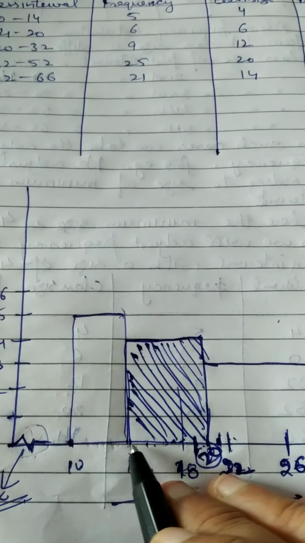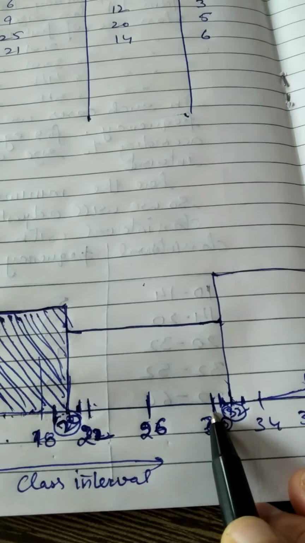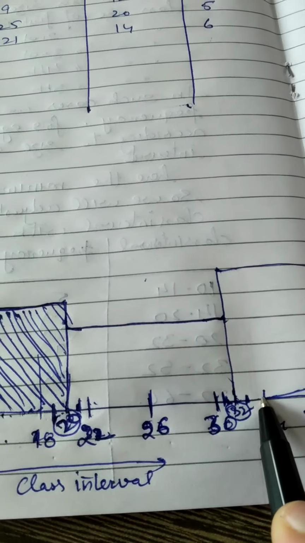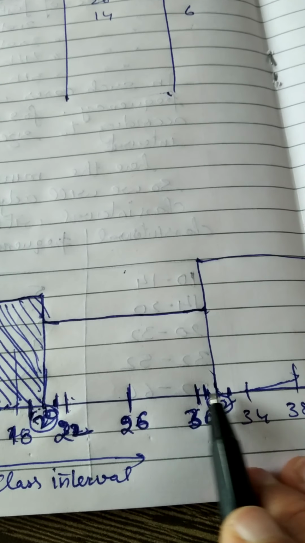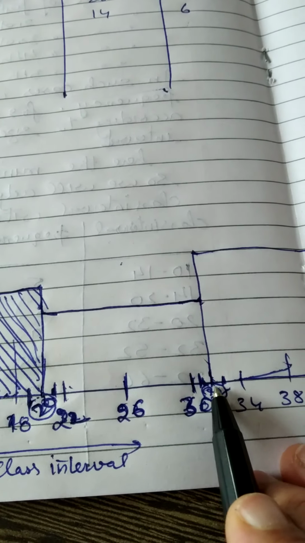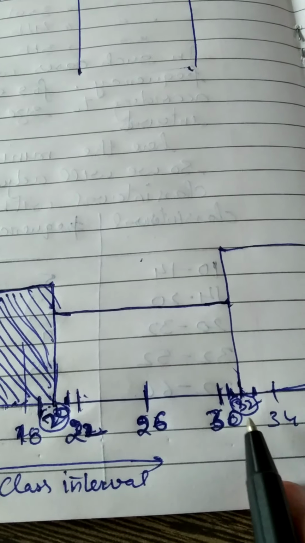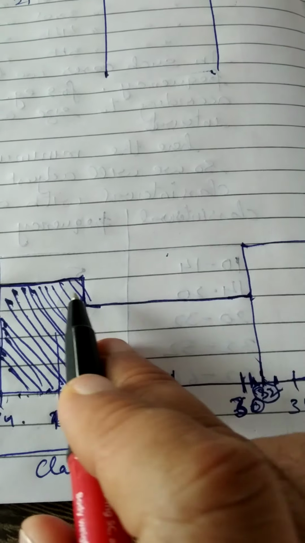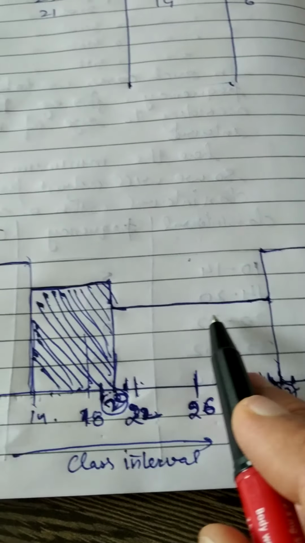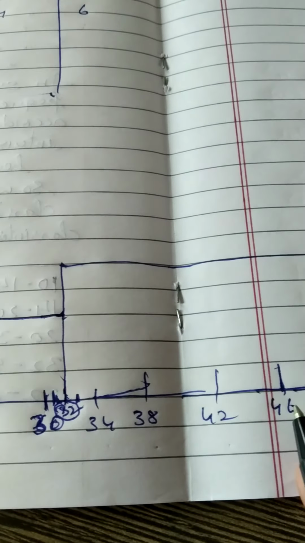Then the next is 20 to 32. We have 20 here and 32 will lie between 30 and 34: 31, 32, 33 and 34, 4 equal parts, and here will be 32. Then we draw the bar like this from 20 to 32, because the adjusted frequency is 3.